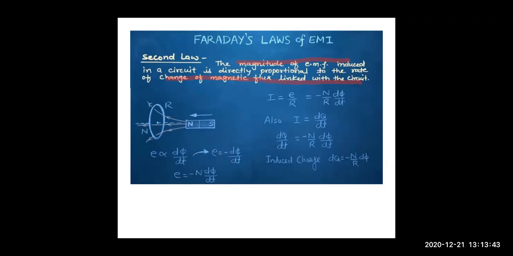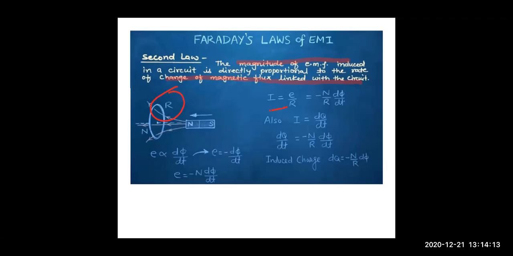Now this is for one turn. If there is one turn, the EMF produced will be this. But if there are N turns, then simple, multiply it with N. So E equals minus N dφ by dt. Right, children? Now, if the coil has resistance R, then according to Ohm's law, we can say I equals V upon R. V is your EMF, right?